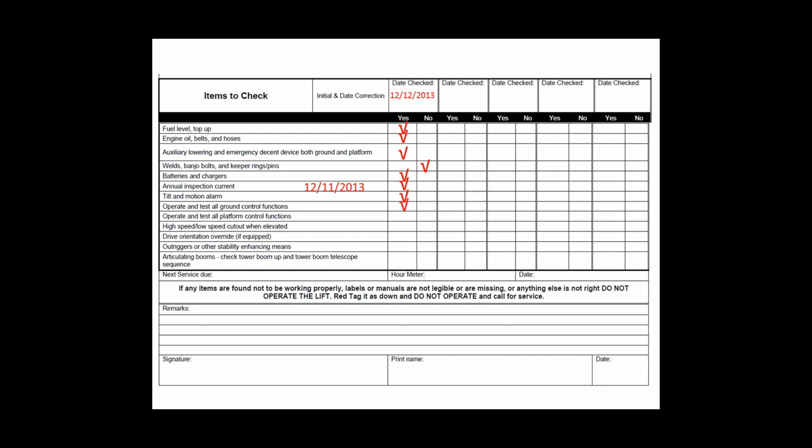We also need to operate and test all platform control functions. Now, some machines have auxiliary power in the platform controls. Some machines have fuel selector only in the platform controls. Again, the need for familiarization from machine to machine, because even though all machines are designed in accordance to the standards, they all operate uniquely different because they're designed for different purposes. So we need to inspect all these items.